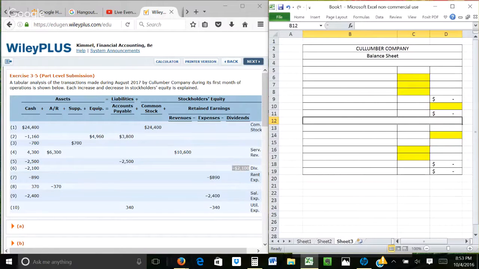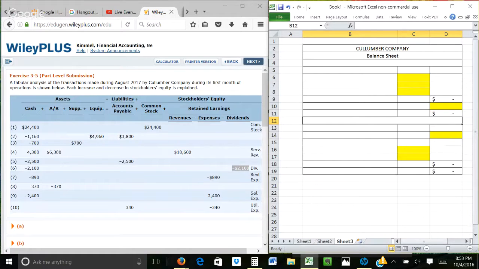Now, the last part, part C, is a classified balance sheet. And this is going to be a little bit tricky. We're going to have to be diligent and figure out what we're doing, because we don't have very well specified amounts. We're going to have to do some addition and subtraction here. But I think we can handle it.